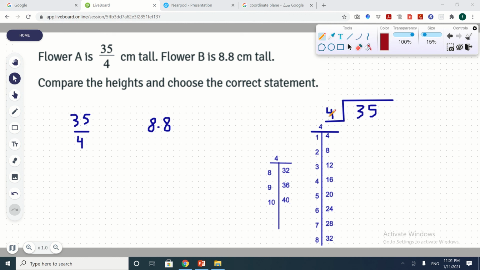3 we cannot divide it. We will take these two numbers. 35 is between these two numbers here, but you will take the small one. So 32, how many 4 in it? 8. 8 multiplied by 4 will give us 32. Subtract: 35 minus 32 equals 3.